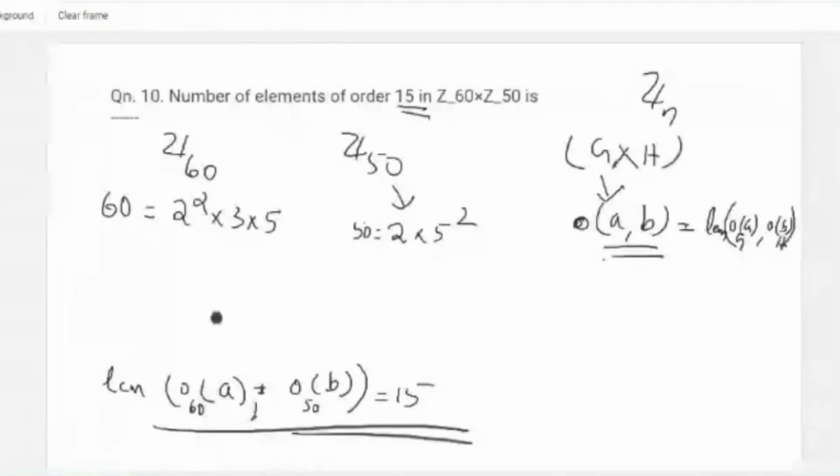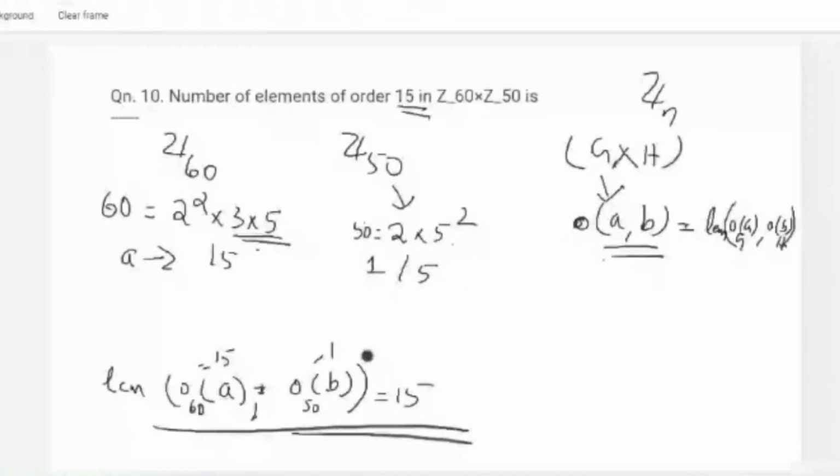So this is possible. Suppose you have 15, because 15 is a factor here. Here we don't have 15, only 5 you have here. So this happens: an element of order 15 in the first group and an element of order 1 or 5 in the second group. If we have order of A equal to 15 and order of B is 1 or 5, in both cases the LCM is equal to 50. This is one choice, either 1 or 5. You can choose orders. We are considering only orders.